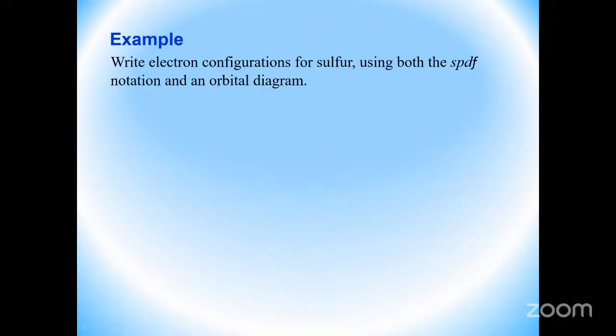So here's an example. Write the electronic configuration of sulfur using both the SPDF notation and the orbital diagram. So the first thing I will do is go to the periodic table and look up the atomic number of sulfur, which is 16.